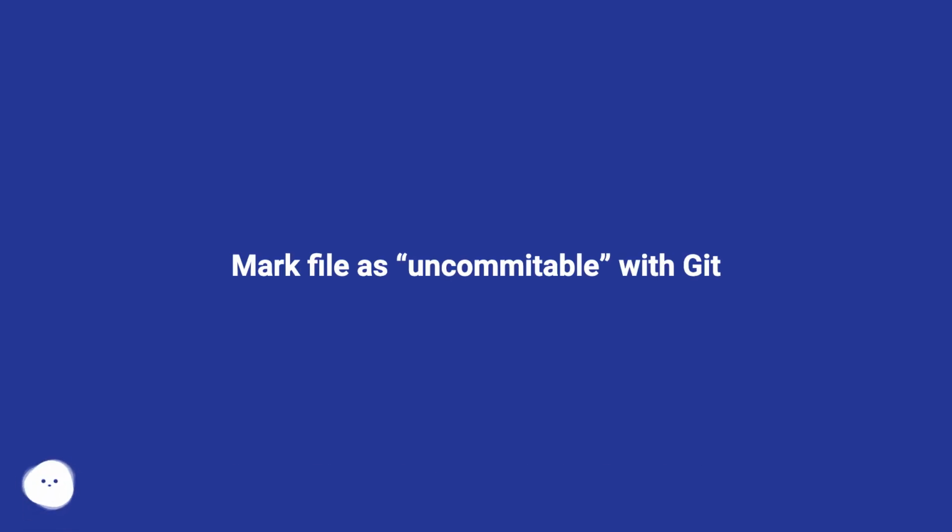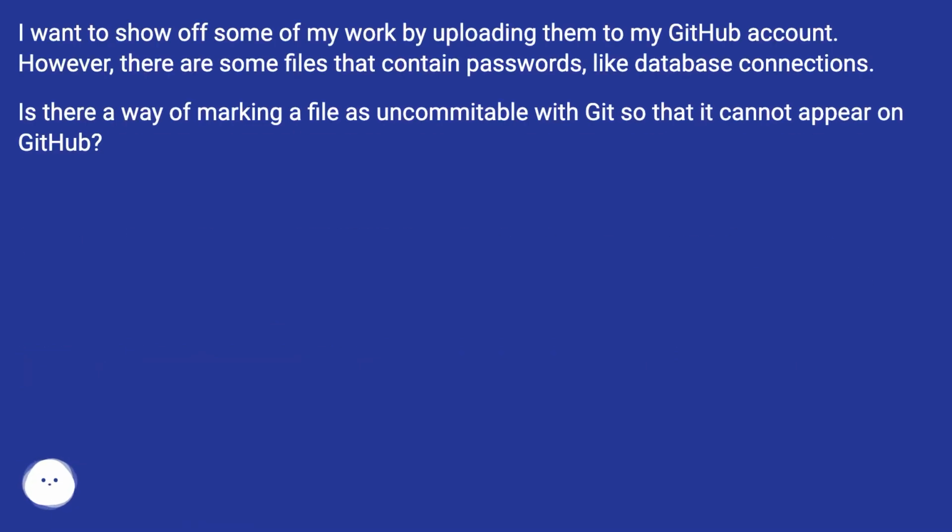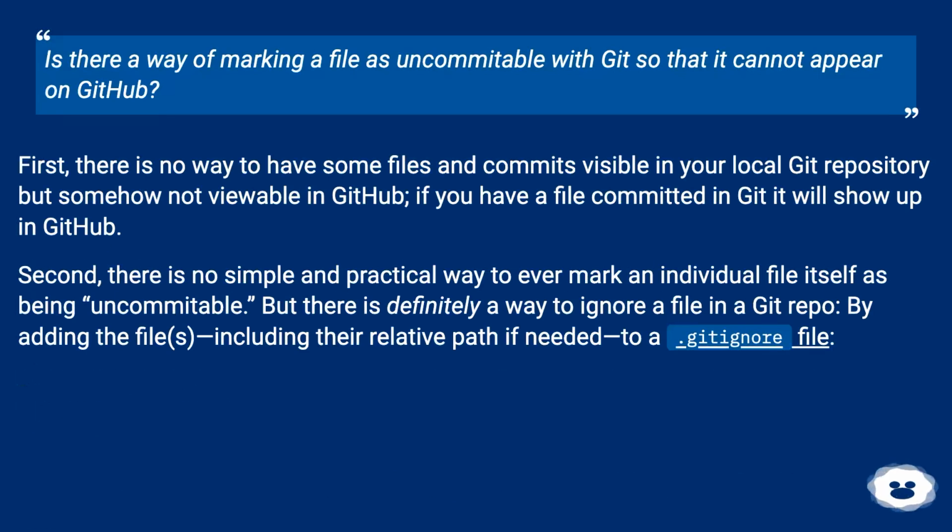Mark file as uncommittable with Git. I want to show off some of my work by uploading them to my GitHub account. However, there are some files that contain passwords, like database connections. Is there a way of marking a file as uncommittable with Git so that it cannot appear on GitHub?